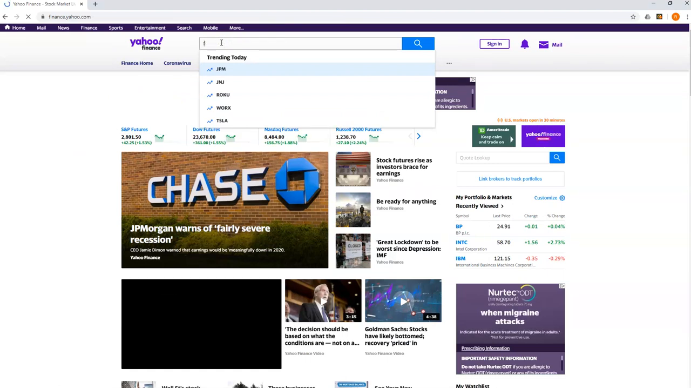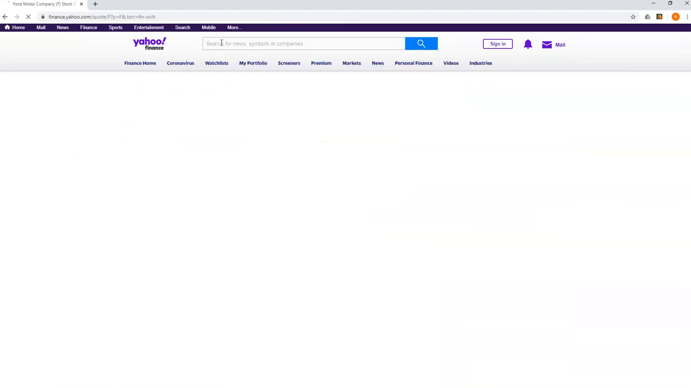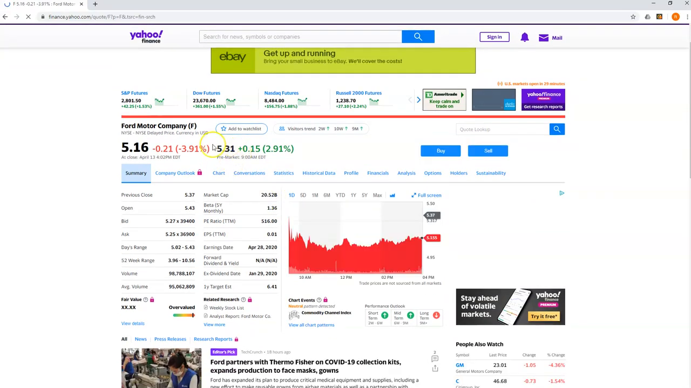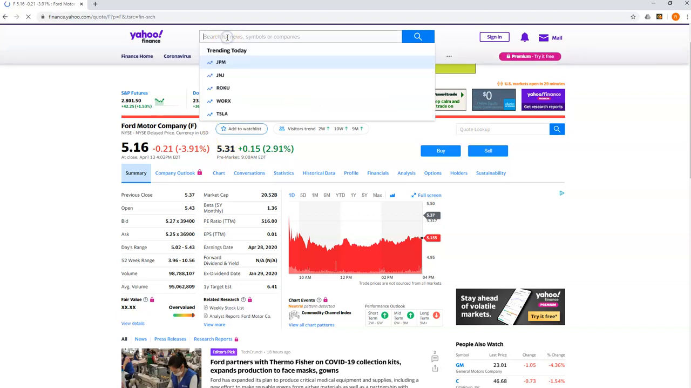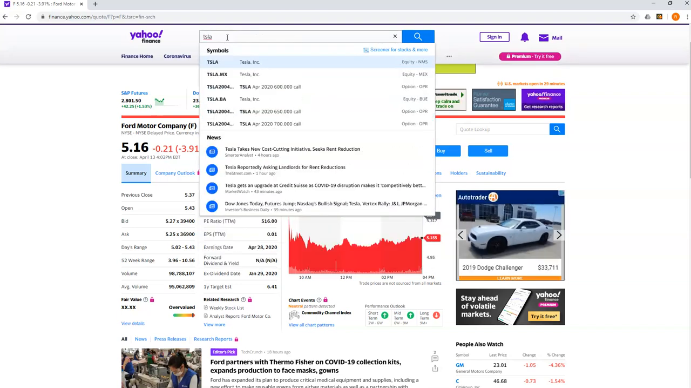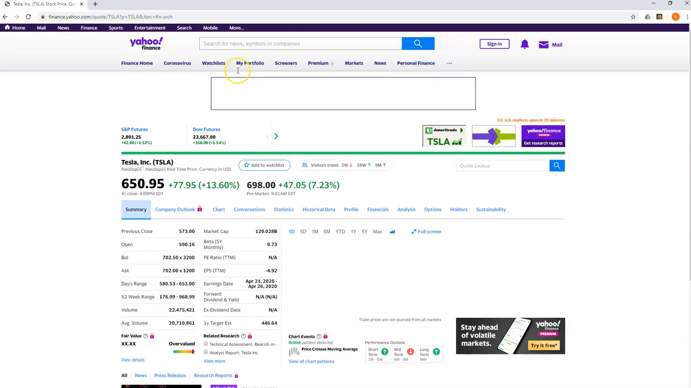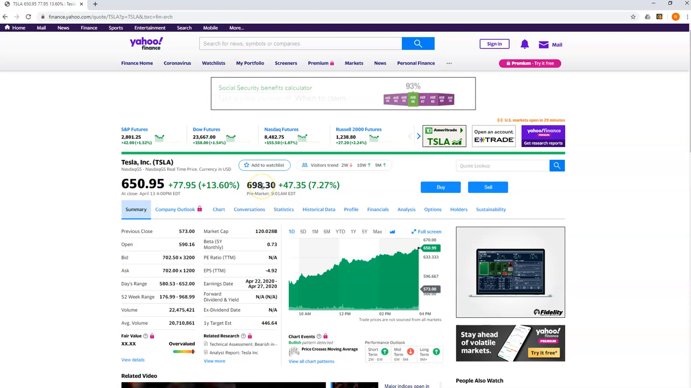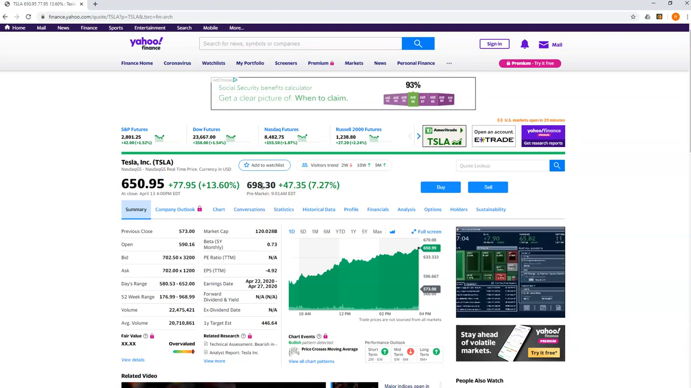All right, so let's say you wanted to invest in Ford Motor Company today, for example. This is how much you've got to pay today to buy a stock in Ford Motor Company. If you wanted to invest in Tesla Motors, for example, then, as of the moment I did this, this is how much you would have to invest in Tesla Motors to buy a stock in that company.